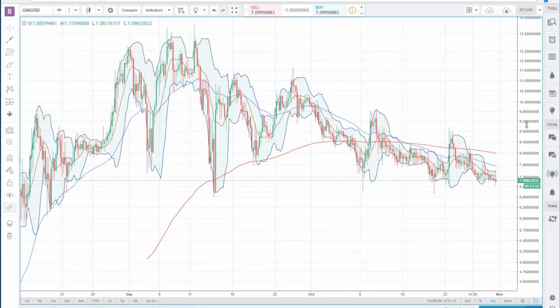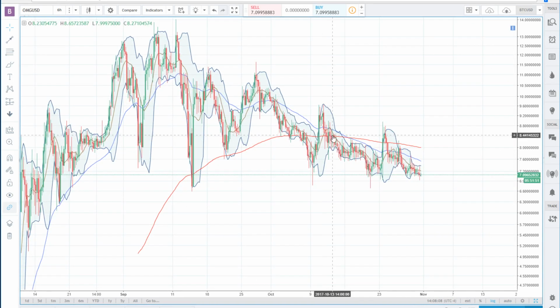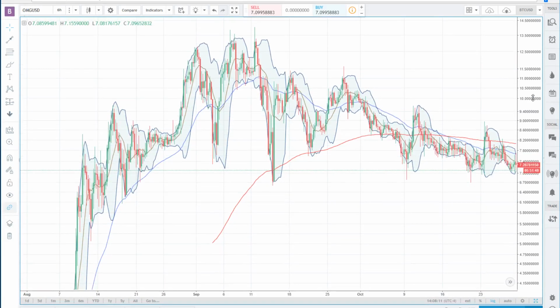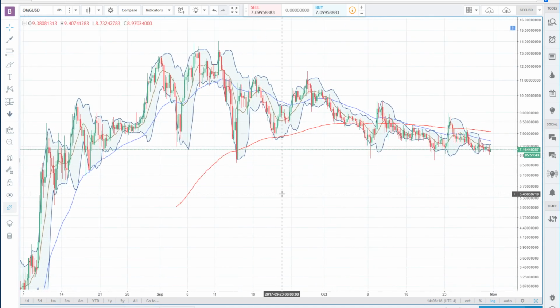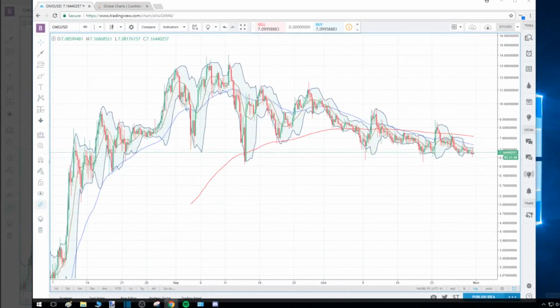Although we had a death cross on the OMGUSD pair, we see that there's very strong support here. If we look at this price level right here, sorry, guys, that was a horrible line, it's pretty good. It's sitting right above support. So this is going to be a make or break point for OMG. If it breaks below this, it doesn't have much support below it for a while.